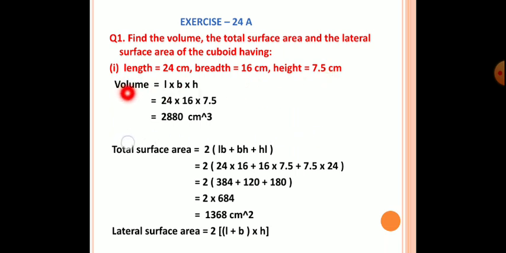So volume. The formula of volume of a cuboid is length into breadth into height. That is 24 multiplied by 16 multiplied by 7.5. That is 2880 centimeter cube.